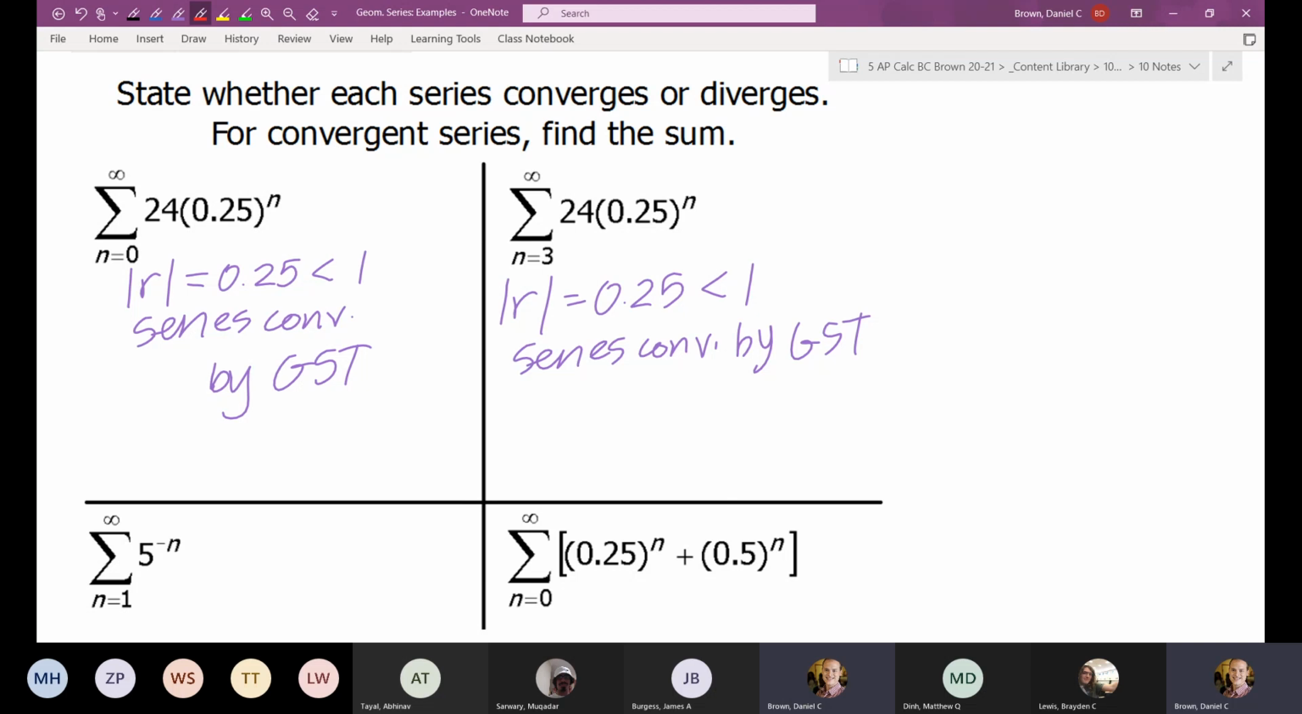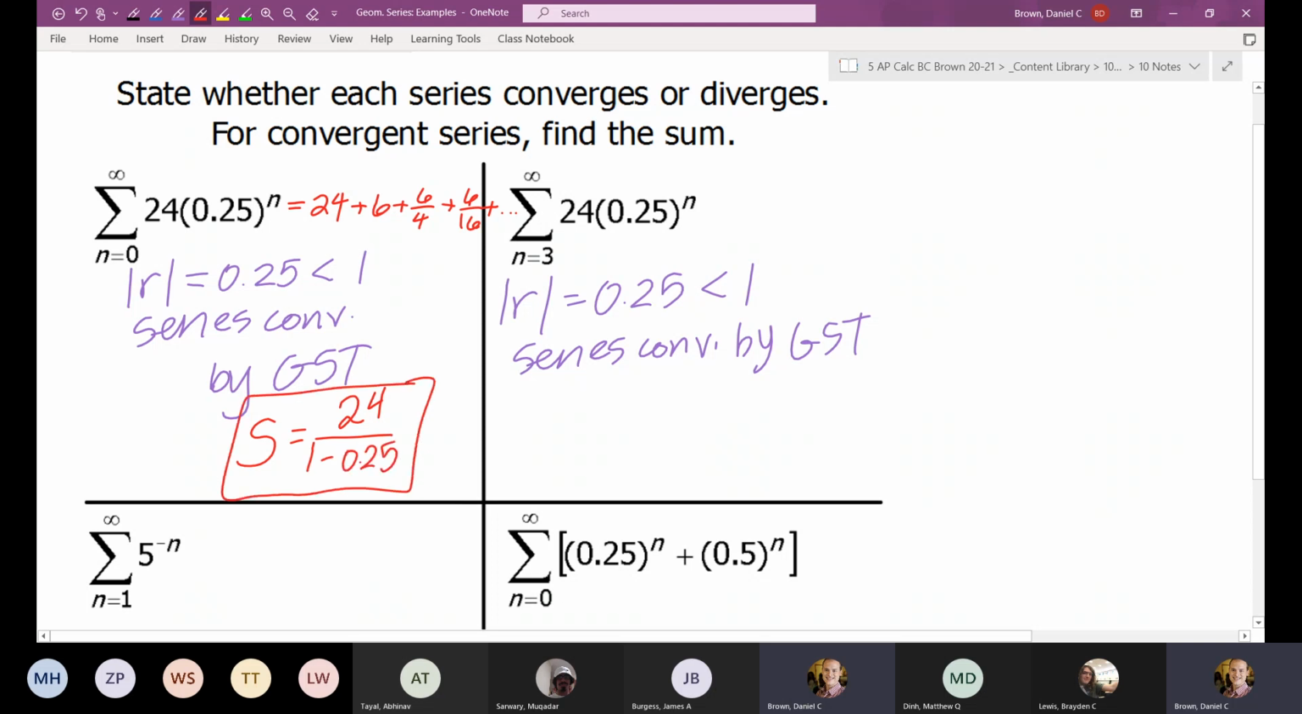So again, to explain what's happening here, this is a series. Plugging in 0 first, your first term is 24. And then you're dividing by 4 each time. So you have 24 plus 6 plus 6 fourths plus 6 sixteenths, and that's going to last basically forever. But with the geometric one, we do have a formula to find the sum. What is the sum of those infinite terms? The sum is the initial term divided by 1 minus the r value. I could simplify it, but I'm just going to leave my answer like that.